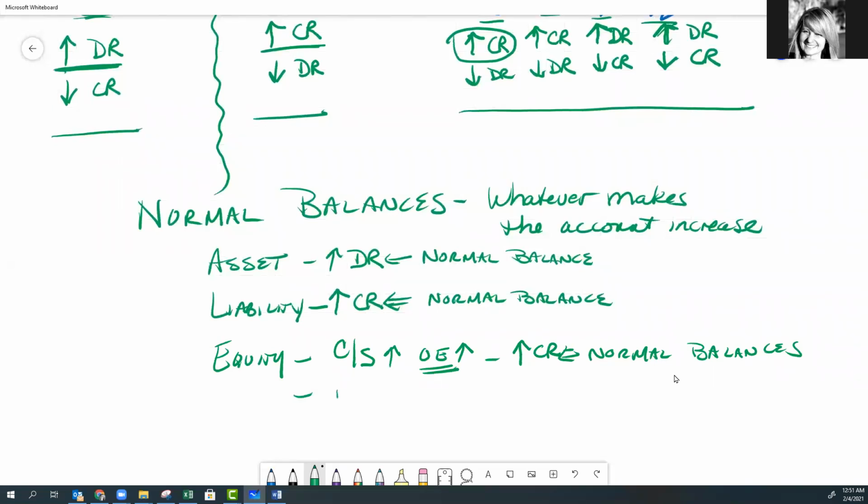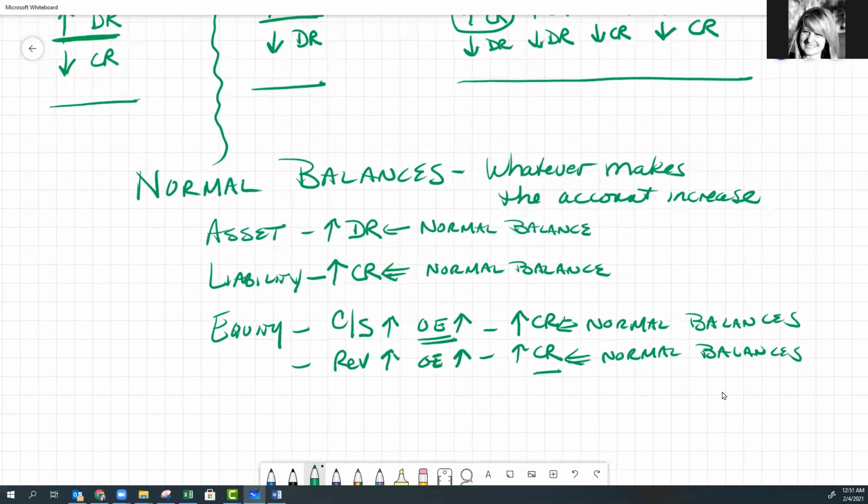Okay, revenue. When revenue increases, owner's equity increases. How do we increase owner's equity? Increase it with a credit. So to increase revenue, use a credit. And so the normal balance of a revenue is a credit balance because credits make it go up.